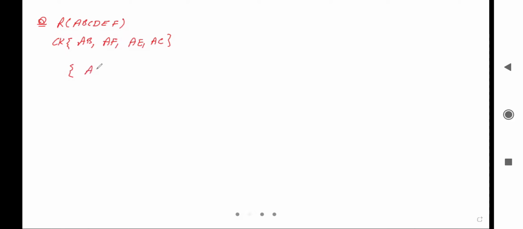AB goes to C, C goes to DE, E goes to F, and F goes to B. So what is the highest normal form? Try for this one.